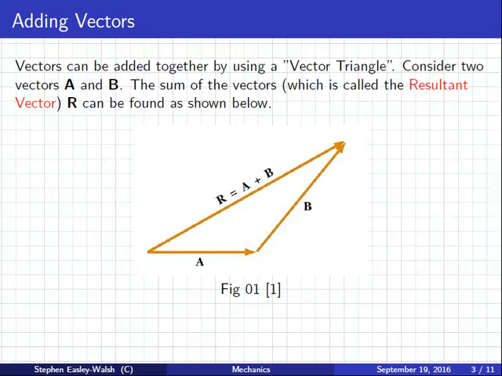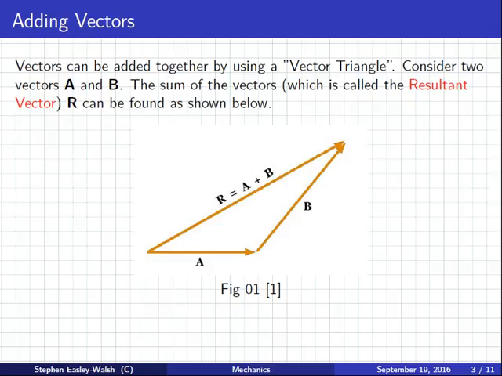What you do is you take the B vector, its tail, and you move it and put its tail at the head of the A vector. So the tail of the B is at the head of the A. And to add A and B together, you just draw from the tail of A to the head of B. And that's the result. So this answer is A plus B. We call this the resultant vector.